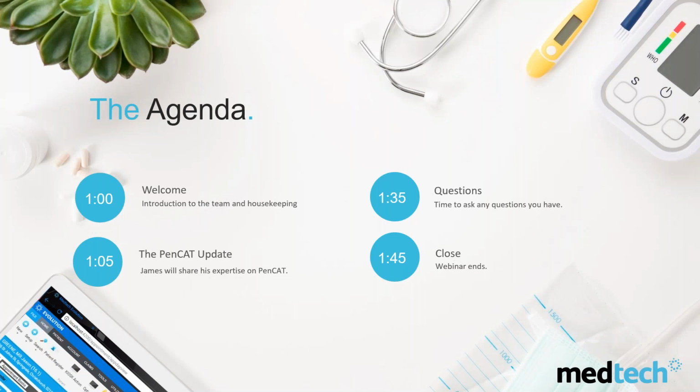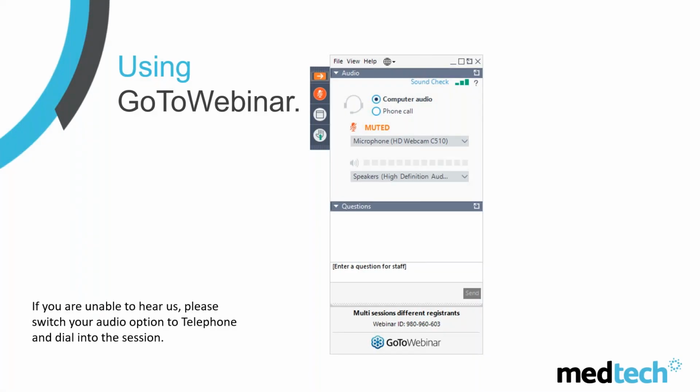Okay, so here's the agenda, everybody. We're just going to have a couple of minutes of housekeeping to make sure everyone knows how to use GoToWebinar and is clear about the format for today. Then I'm going to hand over to James, who's going to talk about the update for PenCat and PIP QI. We've got lots of time at the end for questions, and hopefully we'll finish at about 1:45. So if you're having any problems or questions, please feel free to send them through.